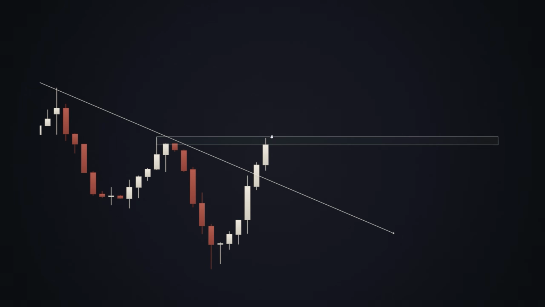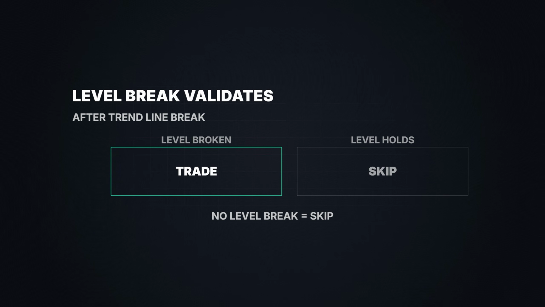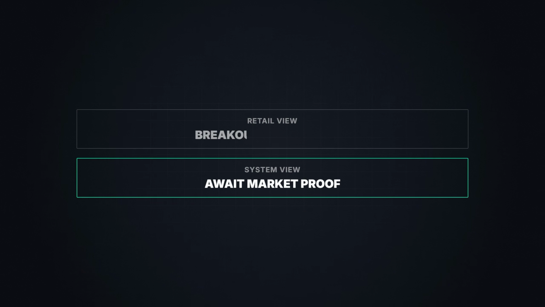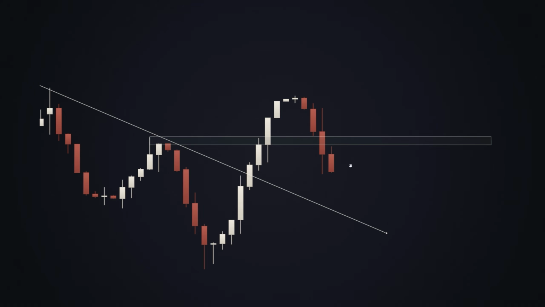If price cannot clear that level, the move is not confirmed. If price breaks the nearest horizontal level after the trend line break, the setup is valid. If price does not break the horizontal level, I skip the trade. This is important. What used to look like a breakout now looks like half a signal. That shift alone cuts a lot of bad scalps because you stop reacting to the first candle and wait for the market to prove the level is gone.